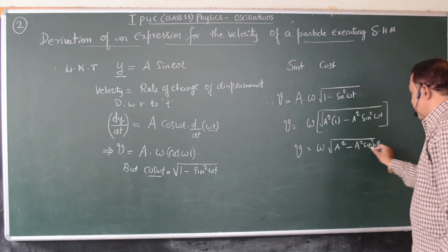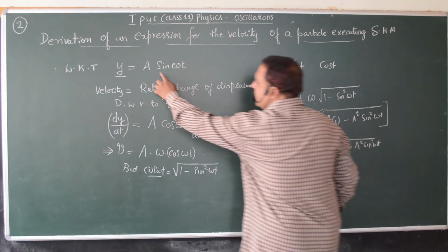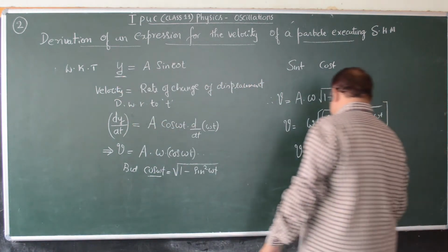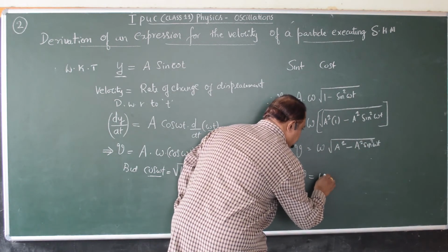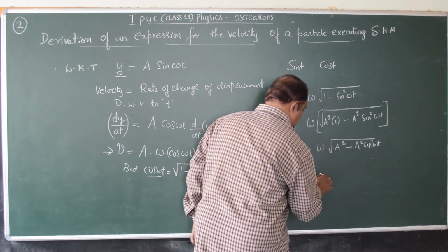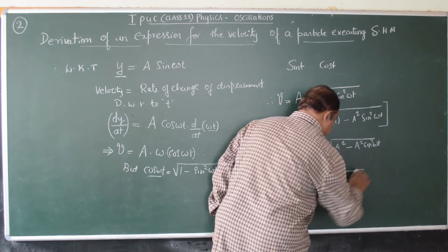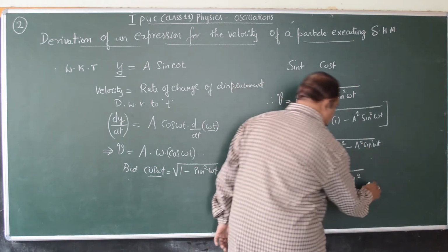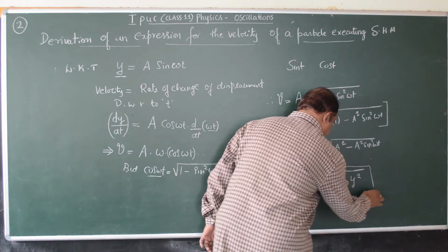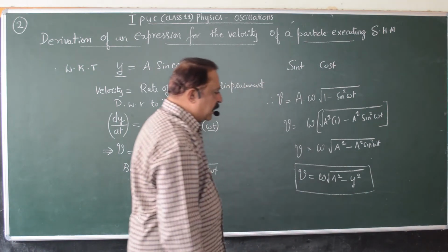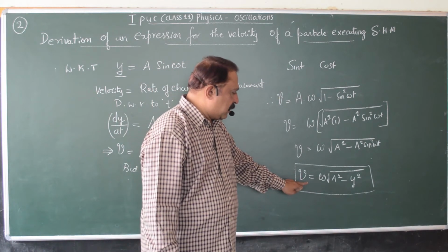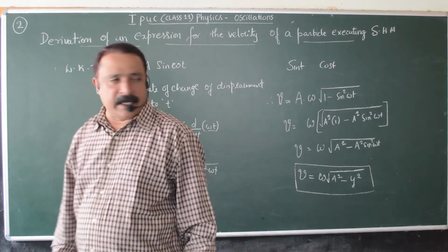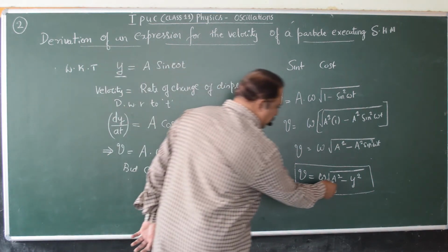But you know that a sine omega t is y. Therefore, a square sine square omega t can be written as y square. So v equals omega into the square root of a square minus y square is the expression for the velocity of a particle executing simple harmonic motion. Remember the equation, v equals omega into the square root of a square minus y square, where a is the amplitude.